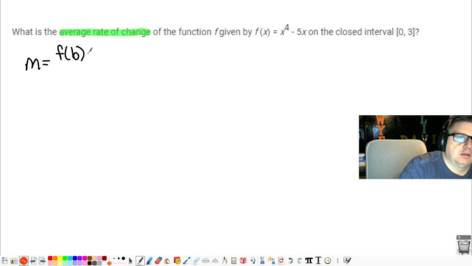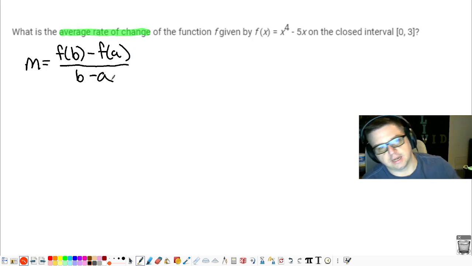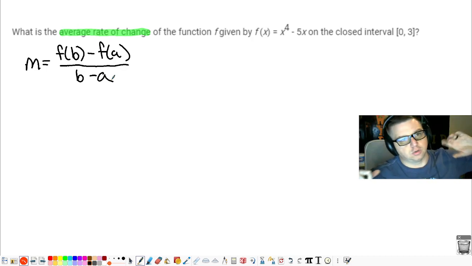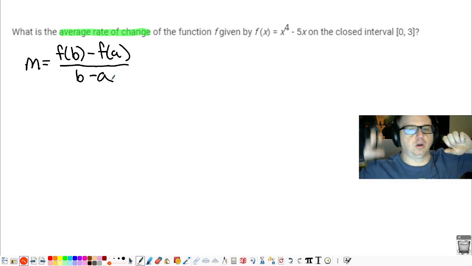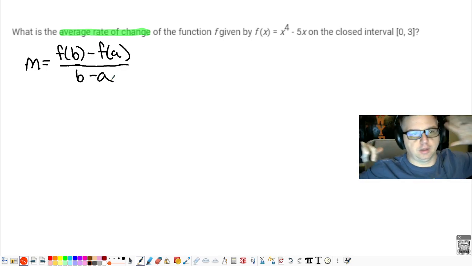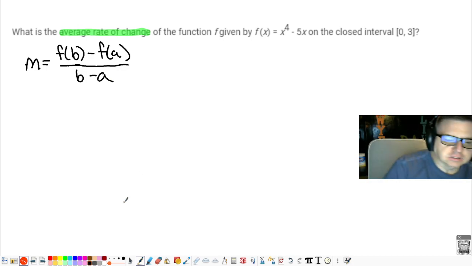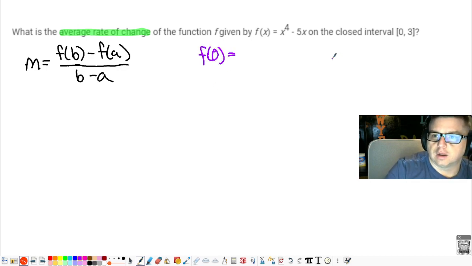f of b minus f of a over b minus a. They want you to take the two endpoints and find the slope between them. So you have to take where you start, where you finish, and find the slope between them. That's all they're looking for in this problem. So we are going to work with f of 0 and f of 3.